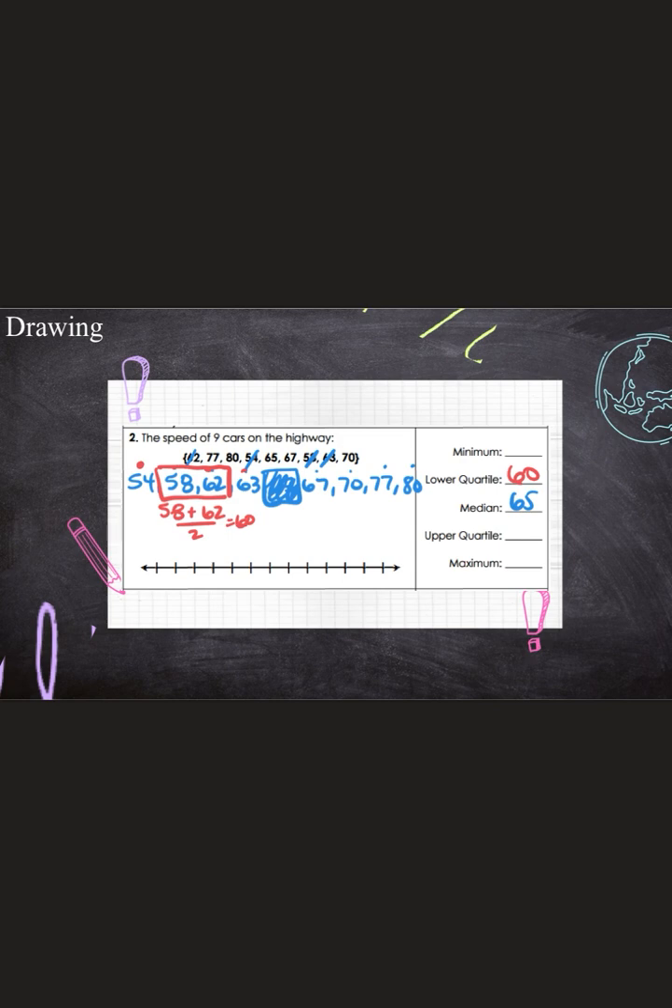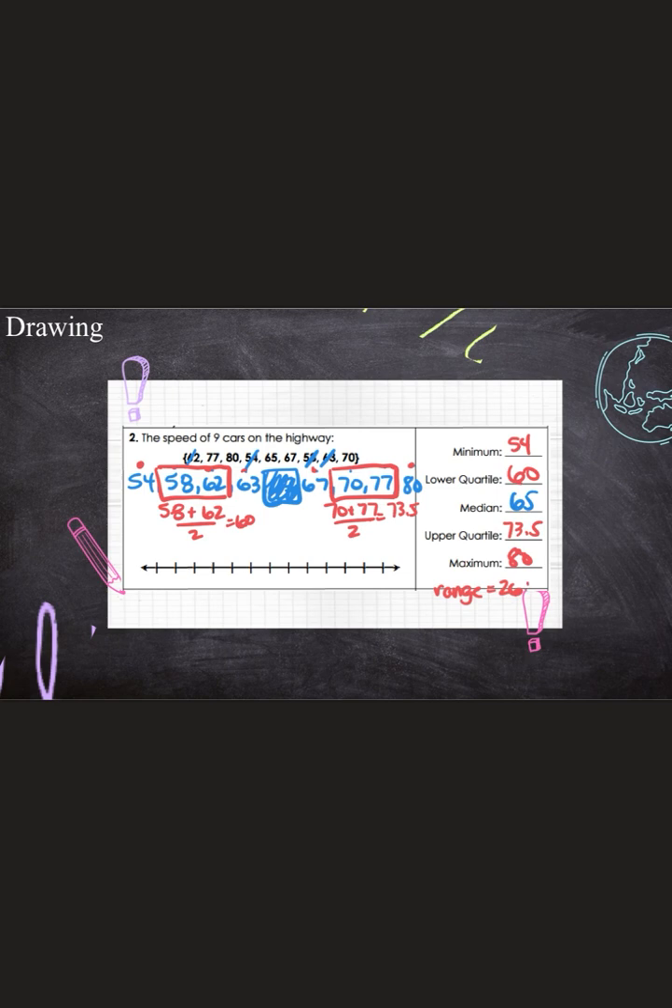I'm going to do the same thing with the upper. So I start here and I move my way in. And I'm going to add them. So 70 plus 77 divided by 2. It's going to actually give me a decimal, 73.5. And then my minimum was 54 and my max is 80. So this time I have a range of 26 because I do 80 minus 54.